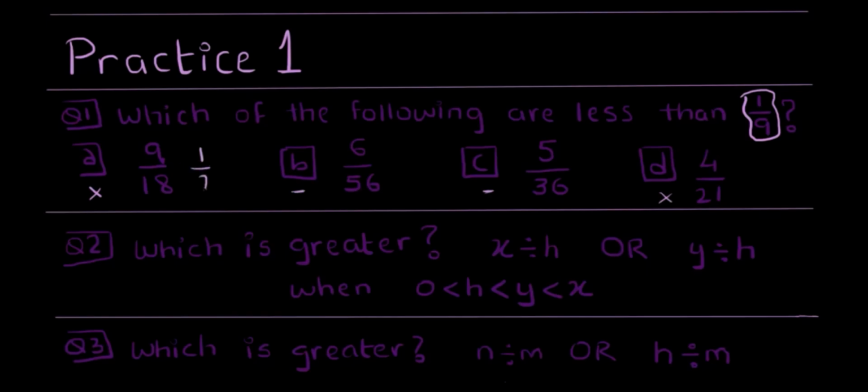Do you see that that's a half? 9 over 18 is a half, because if I divide that by 9 and divide that by 9, I get 9 divided by 9, 1. 18 divided by 9, 2. That's nowhere close to 1 over 9. That's like extremely small, extremely big. Half is huge compared to a 1 over 9, so that's out of the question.